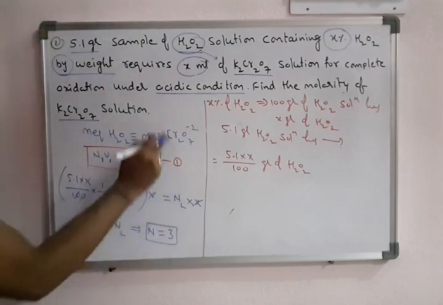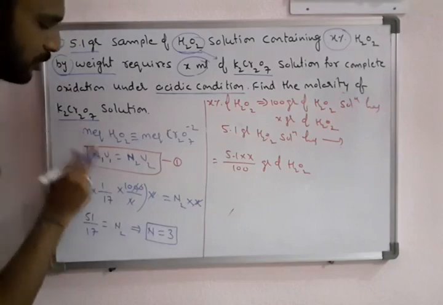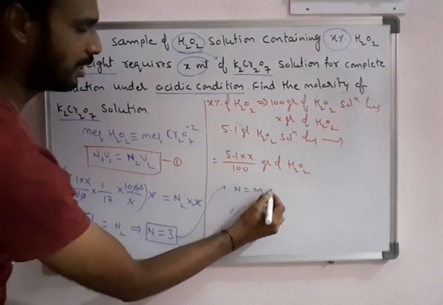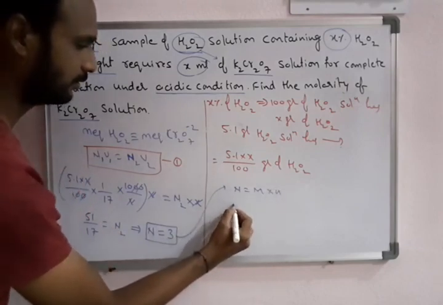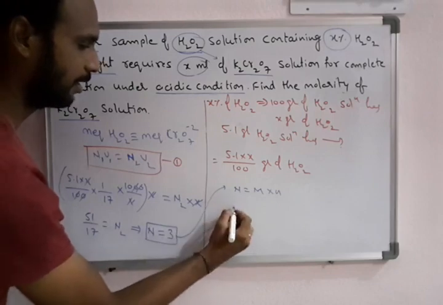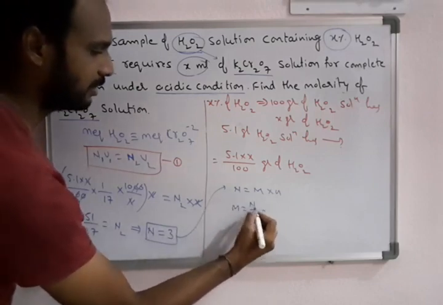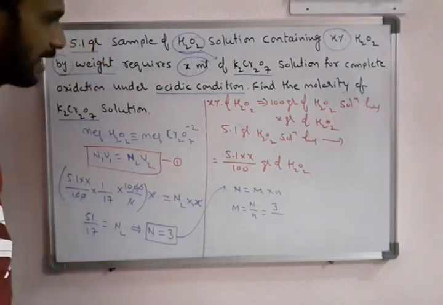So here it is asked that we need to find the molarity of potassium dichromate solution. So we know the relation: normality equals molarity into N factor. Therefore, molarity is equal to normality by N factor. Normality is calculated as 3. We know the N factor. So what is the N factor?